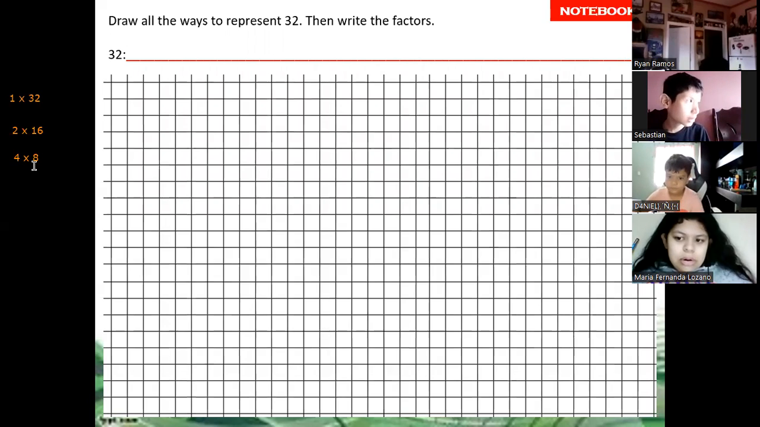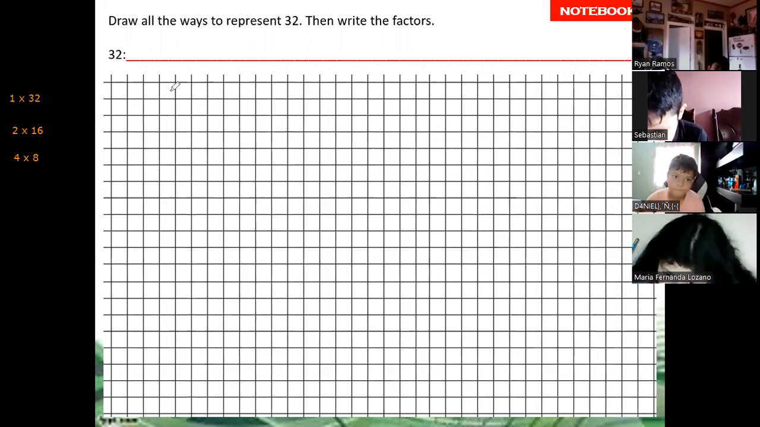But in multiplication, what happens if we represent the multiplication? Change the order of the factors. Now, 9 times 1, 9 times 2, 18, 9 times 3, 27, 9 times 4, 36. So, no. So it means these ones are the only factors that 32 has.